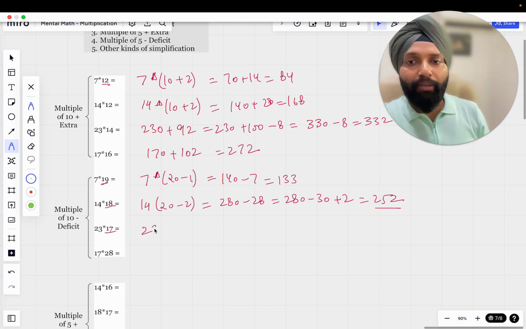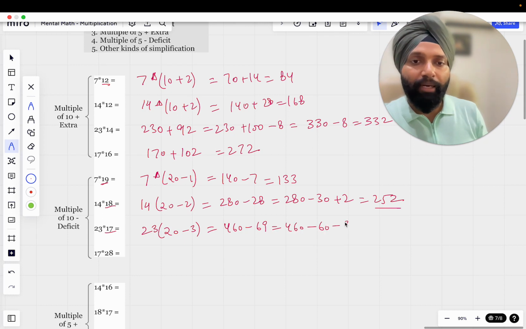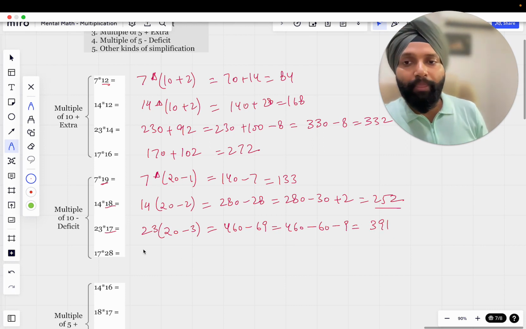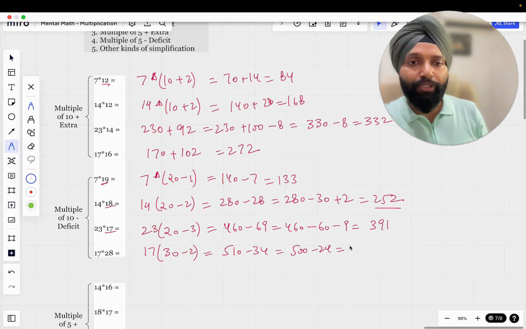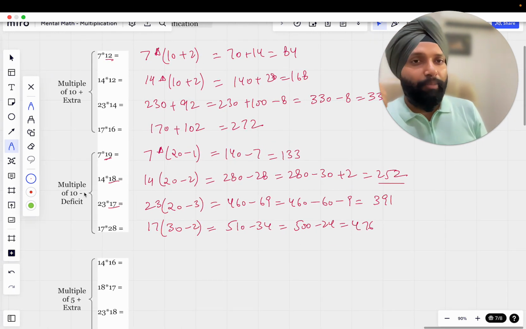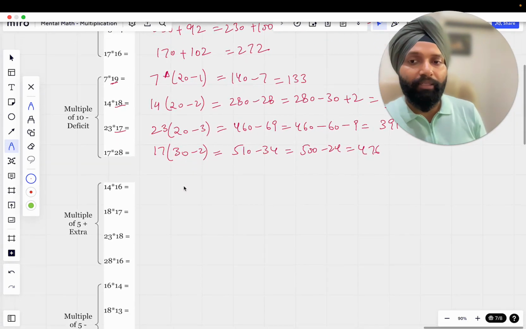23 into 17 becomes 23 into 20 minus 3, which is 23 into 20 is 460 minus 69. So what I do here is 460 minus 60 minus 9. So 460 minus 60 is 400, minus 9 is 391. 17 into 30 minus 2, which is 510 minus 34, which is 500 minus 24, which is 476. Okay, so here I am looking at multiples of 10 minus whatever was the deficit, minus 3, minus 2 and all that.